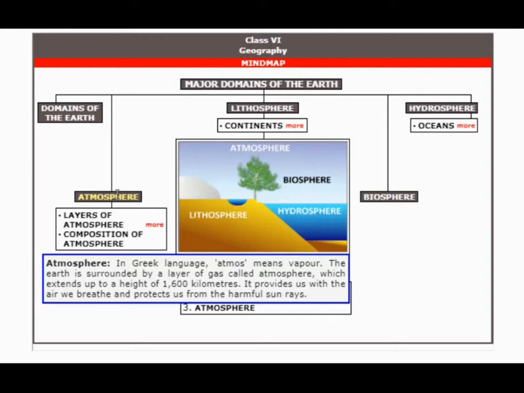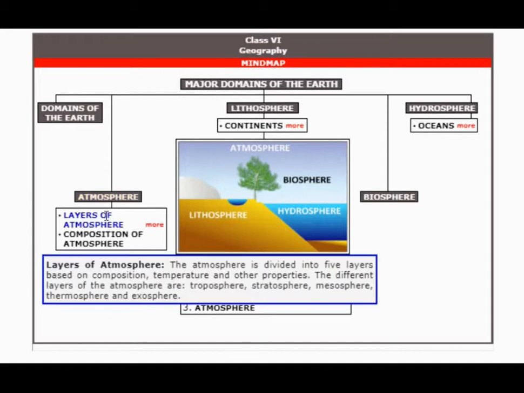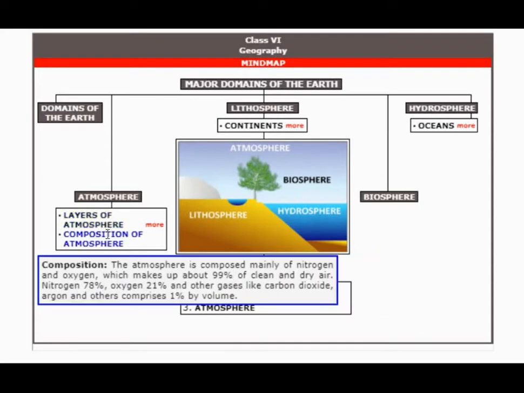What are the layers you learnt in this? Troposphere, stratosphere, mesosphere, thermosphere, and exosphere. These are the layers of atmosphere. And then you learnt about composition of atmosphere, and in this you learnt nitrogen takes 78%, oxygen takes 21%, and other gases like carbon dioxide and argon take 1% by volume. The atmosphere is composed mainly of nitrogen and oxygen, isn't it?